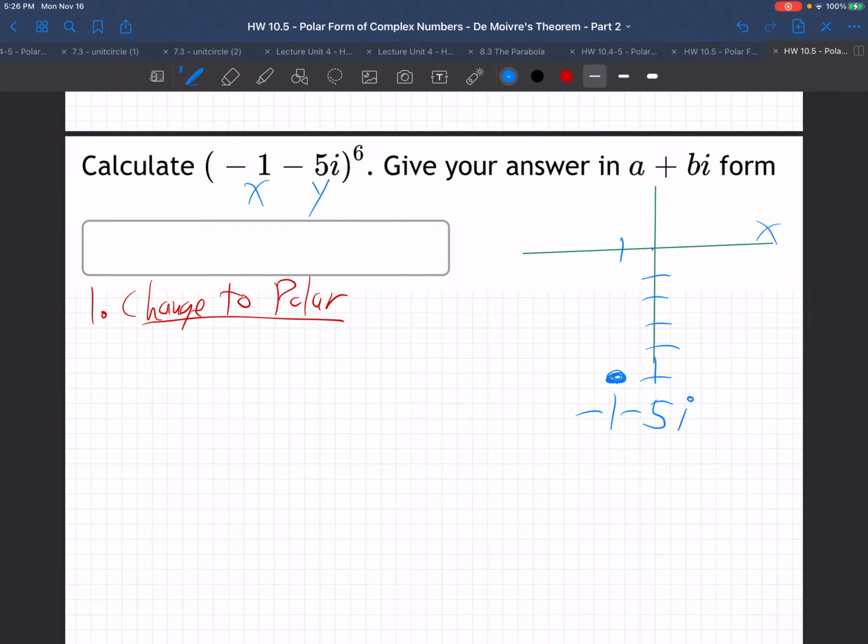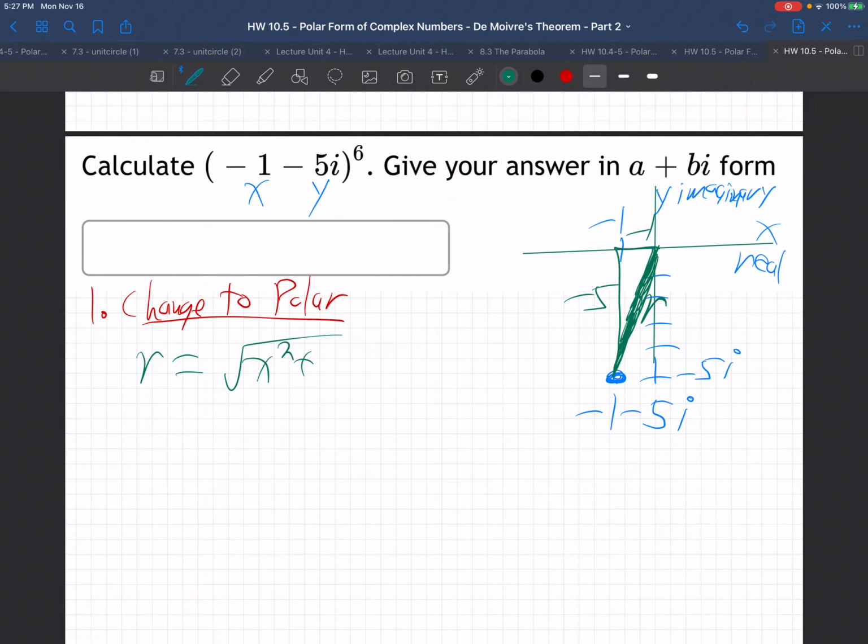Remember, the x-axis is the real axis, and the y-axis is the imaginary axis in the complex plane. So it's back 1, down 5i. So there it is. And if you want to know the length, r, there it is, that's the length right here of that complex number. It's a little triangle, isn't it? Back 1, down 5. So r is the square root of x squared plus y squared.